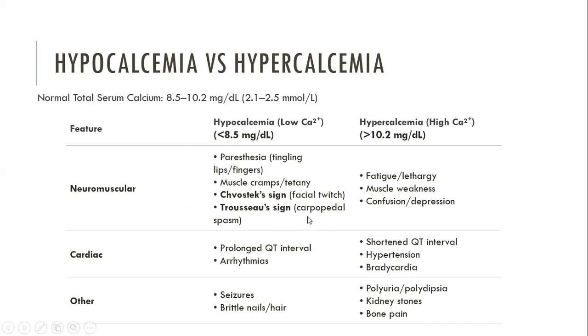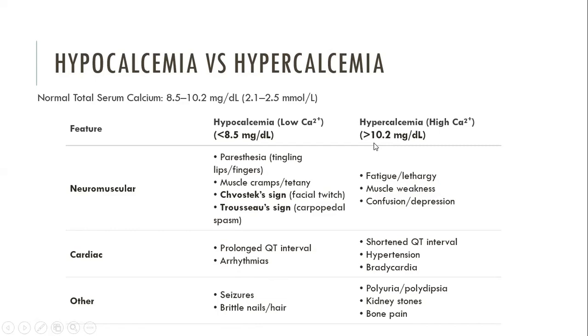And the Trousseau sign is basically carpopedal spasm. When you apply a BP cuff on the arm, the patient will have a spasm. And in the cardiac symptoms, the patient will have a prolonged QT interval and arrhythmias can happen. Other symptoms in hypocalcemia are seizures and brittle nails.